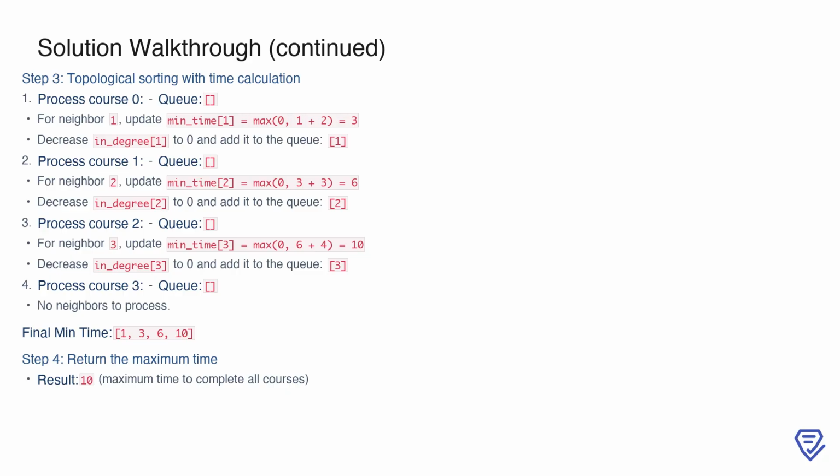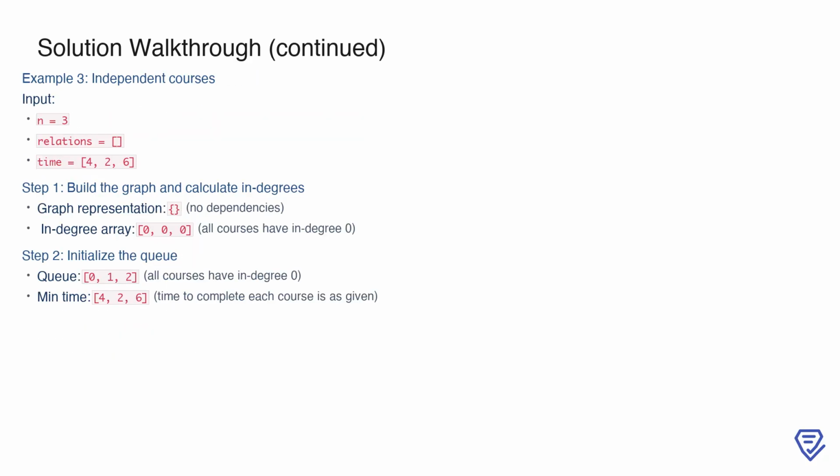Similarly, we process course 1, updating the time for course 2 to 6 and adding course 2 to the queue. For course 2, we calculate the time for course 3 as 10 and add course 3 to the queue. Finally, we process course 3, which has no neighbors, leaving the queue empty. The minimum time array is updated to reflect the times for each course as 1, 3, 6, and 10. The maximum value, 10, represents the total time to complete all courses.